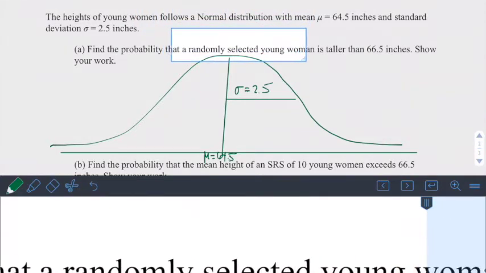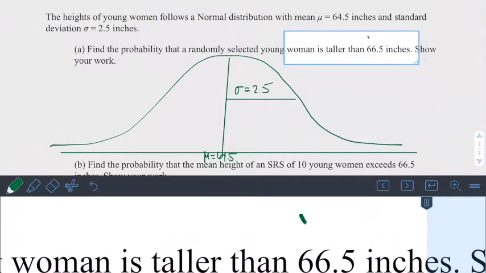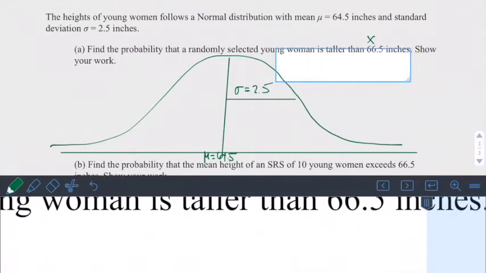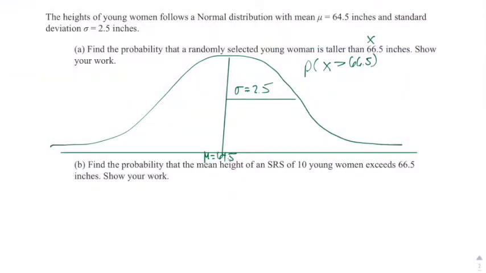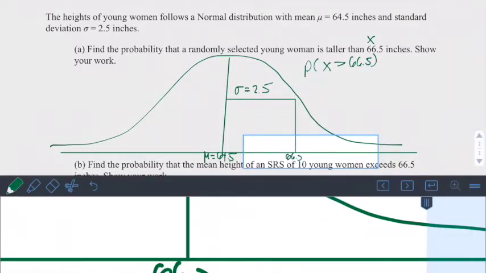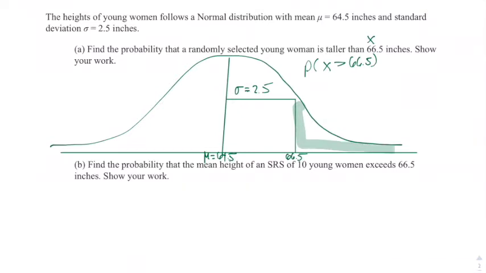So we want the probability that the woman is taller than 66.5. So we want the probability that our value is greater than 66.5. So that's about here-ish, making it up. So we want this area.